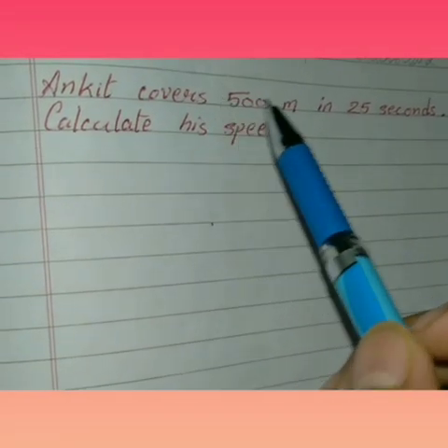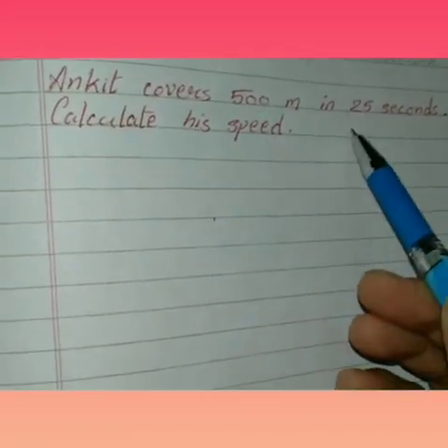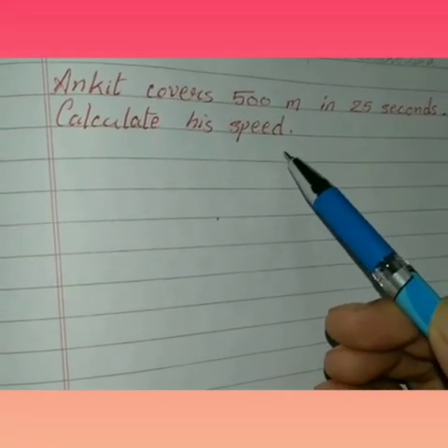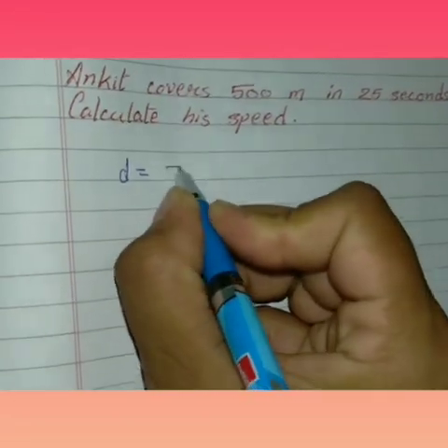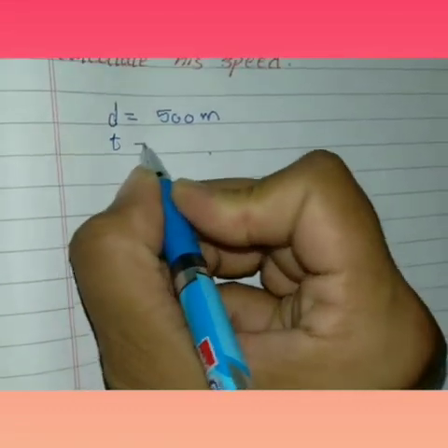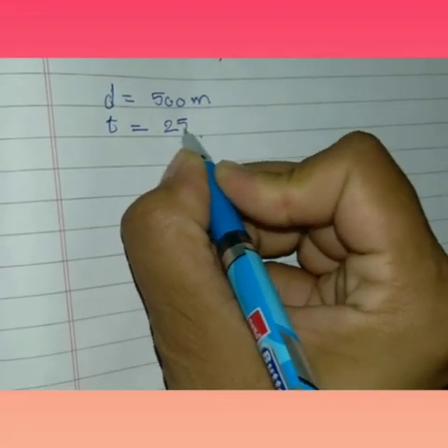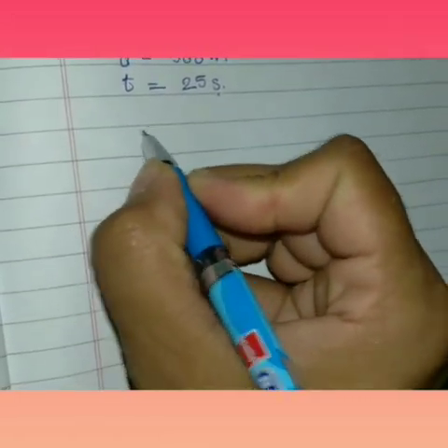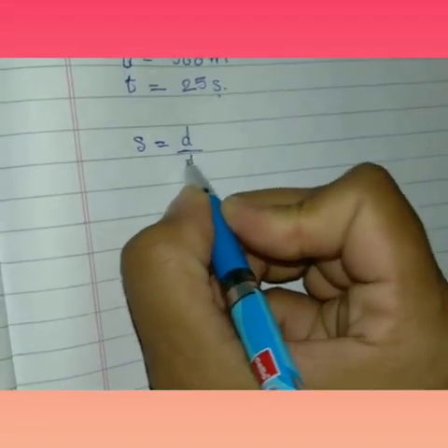Now let us solve an example to understand it. Ankit covers 500 meter in 25 seconds. Calculate his speed. So it is given here distance is equal to 500 meter and time taken by Ankit to cover 500 meter is 25 seconds. Let us find speed. So S is equal to D upon time.